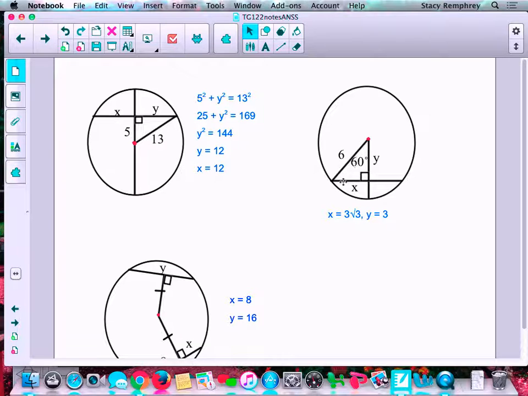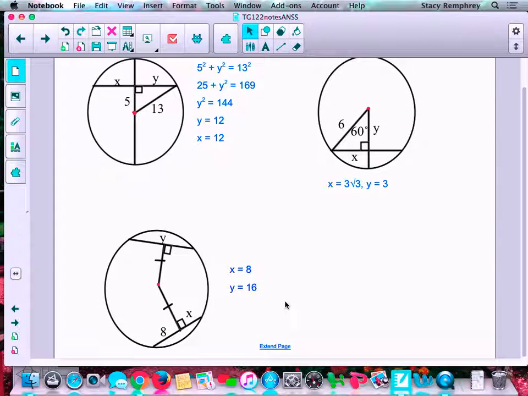In the next one, I use this 30, 60, 90 triangle here. Hypotenuse is 6. This angle is 30. So across from the 30 is half of that, 3. And across from the 60 is 3 root 3.